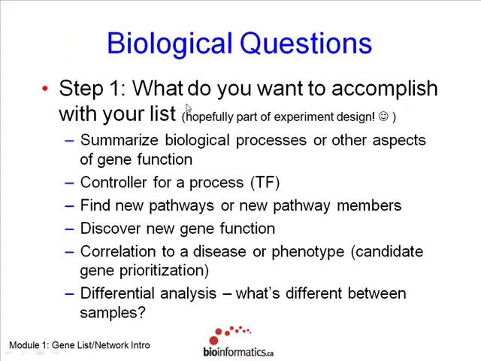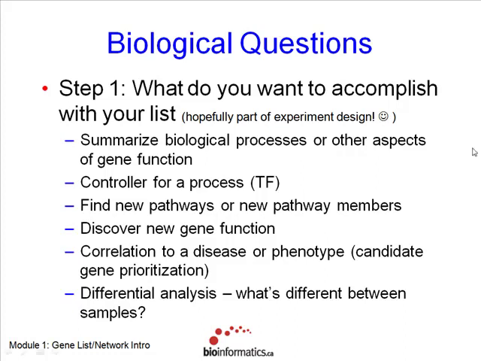You have to obviously think about what types of genes you expect to come out of your screen, and ideally you have some particular question that you're interested in answering. You already know in advance whether you want to summarize biological processes or other aspects of gene function. You know that you want to maybe find a controller for a process. Maybe you're interested in finding transcription factors. That might be useful for a follow-up experiment where you perturb the transcription factor and see the response in a cell line or something. That might not be reasonable for patient tissue samples.